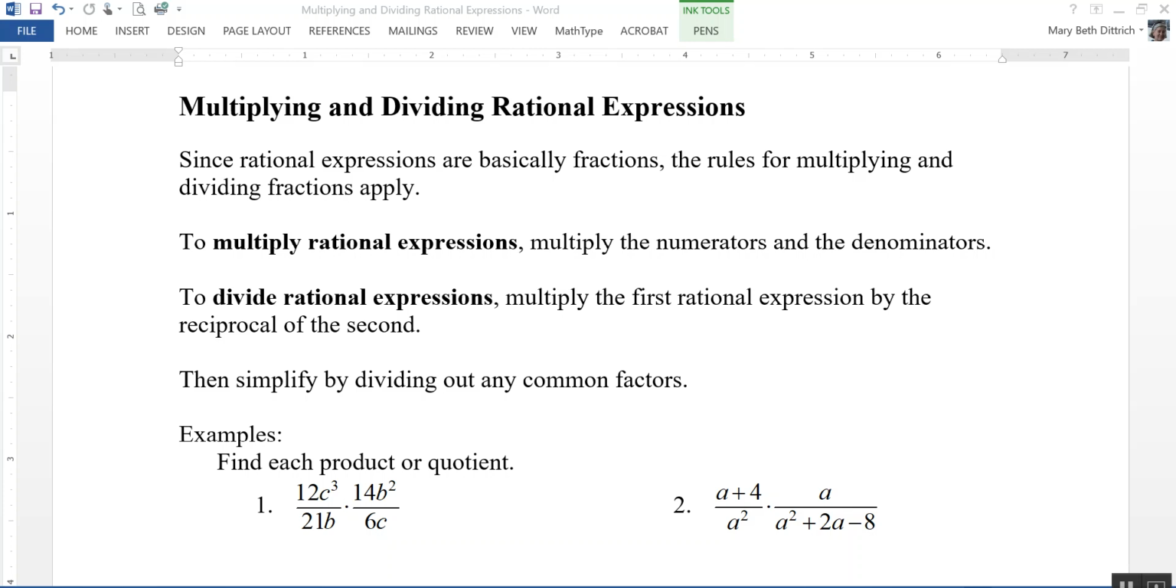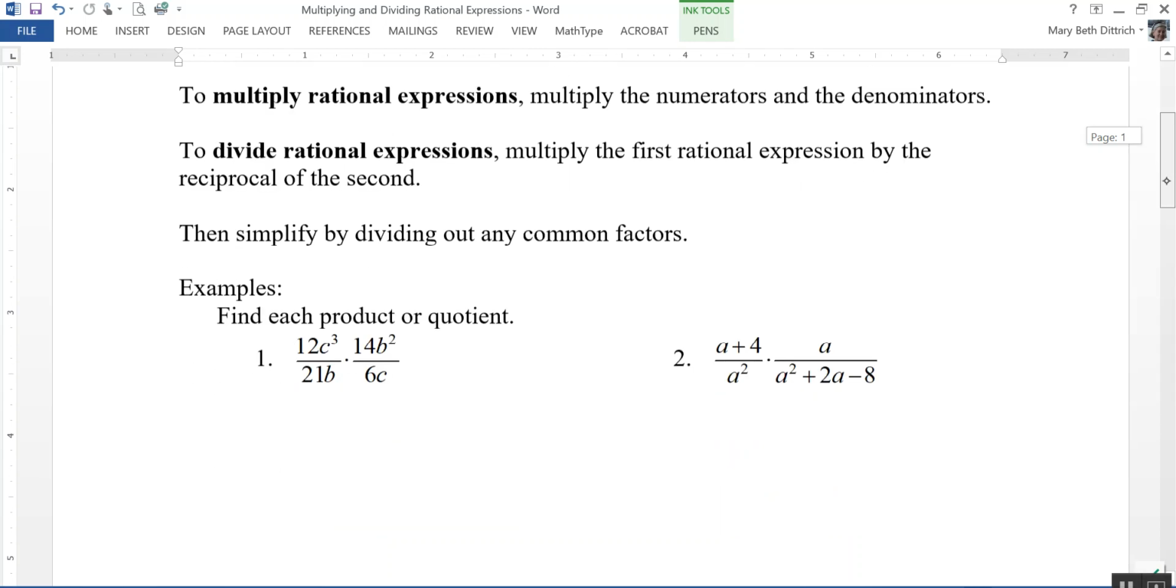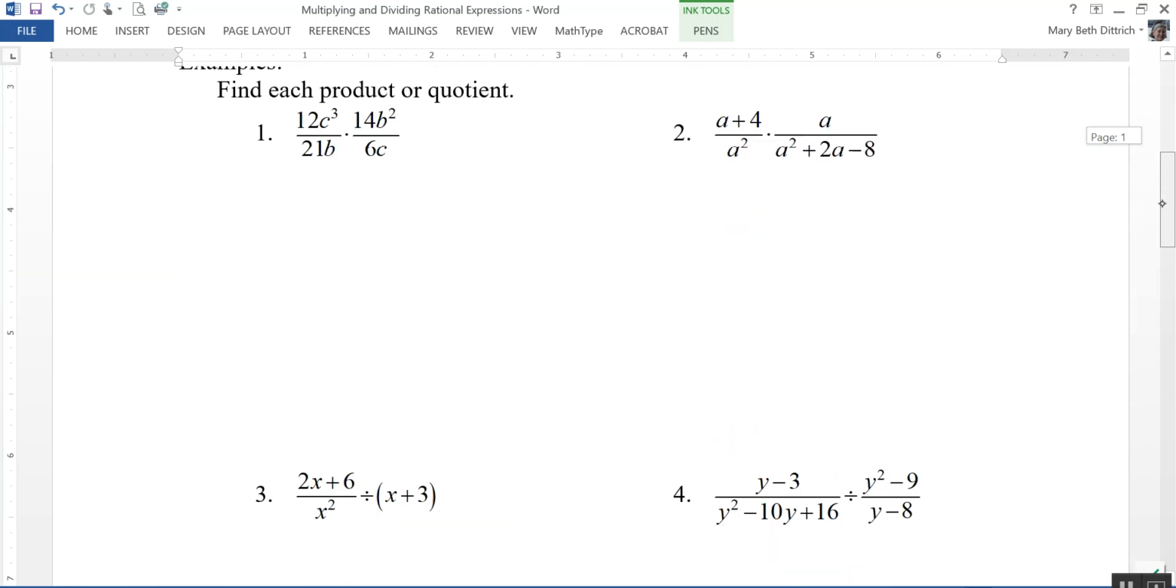To divide rational expressions, we want to multiply the first rational expression by the reciprocal of the second one. Then we can simplify by dividing out any common factors. Let's take a look at several examples here. The first one involves only monomials.